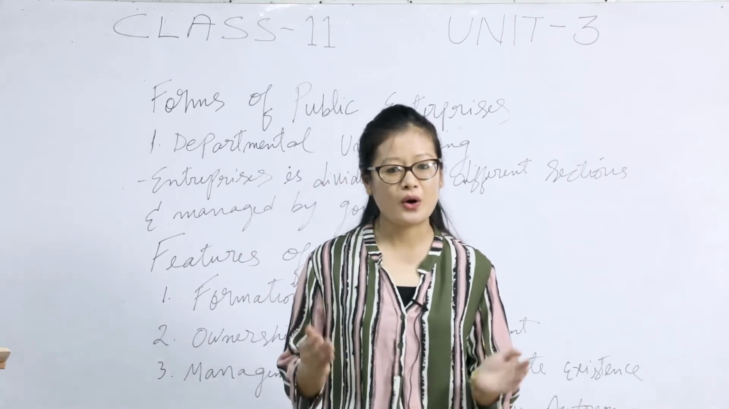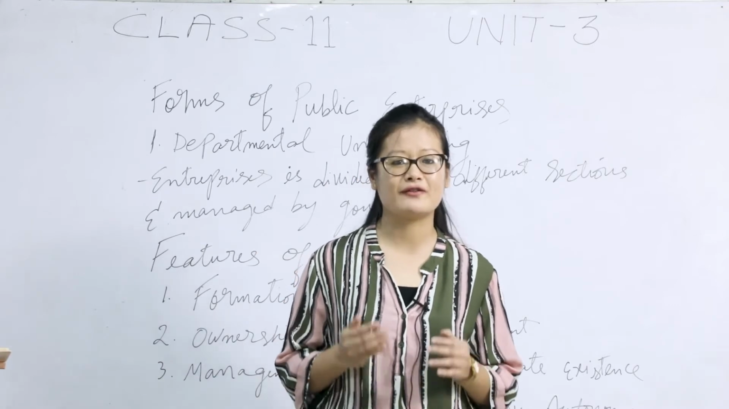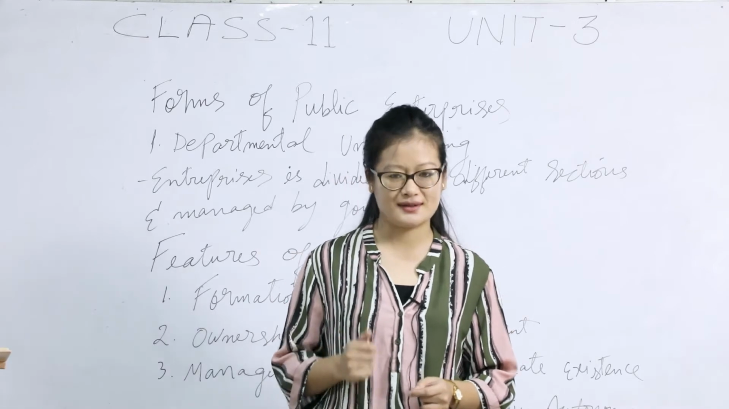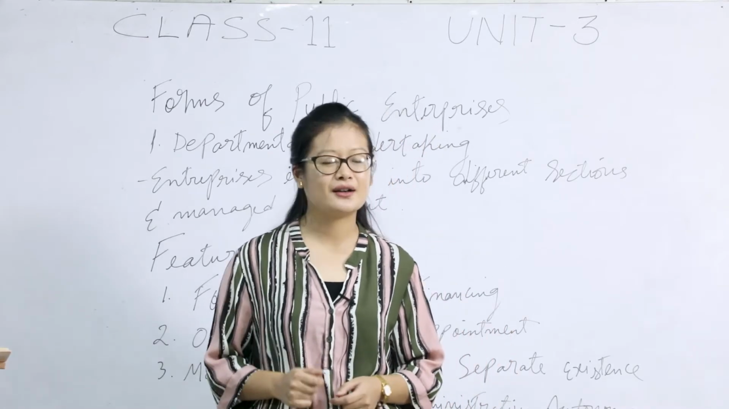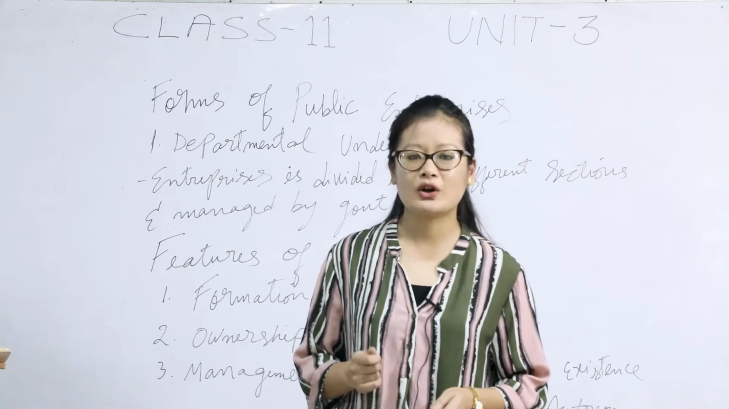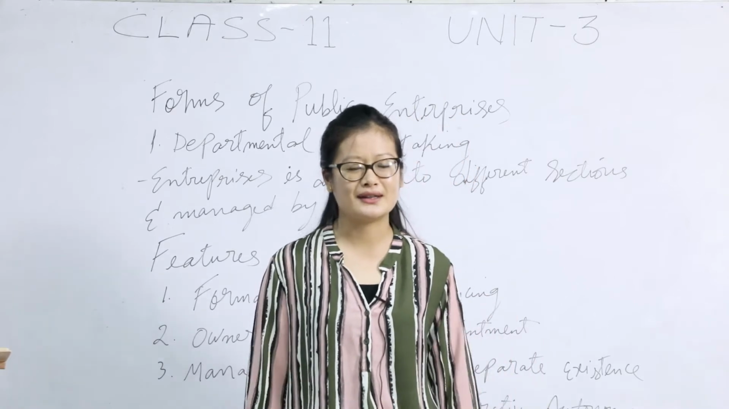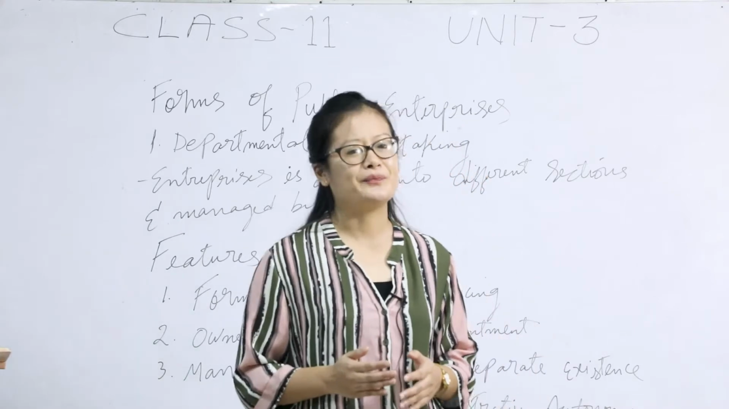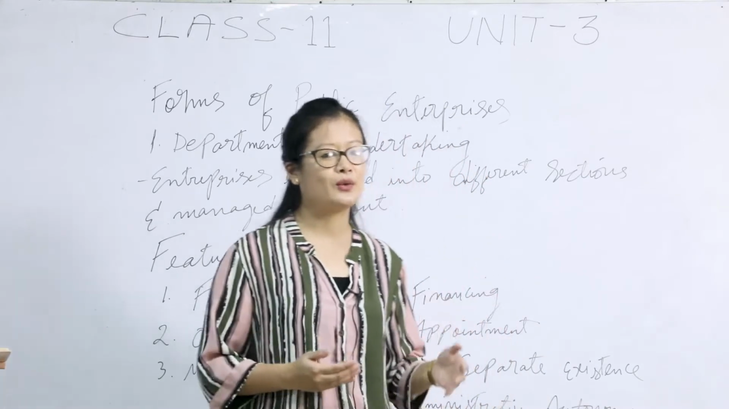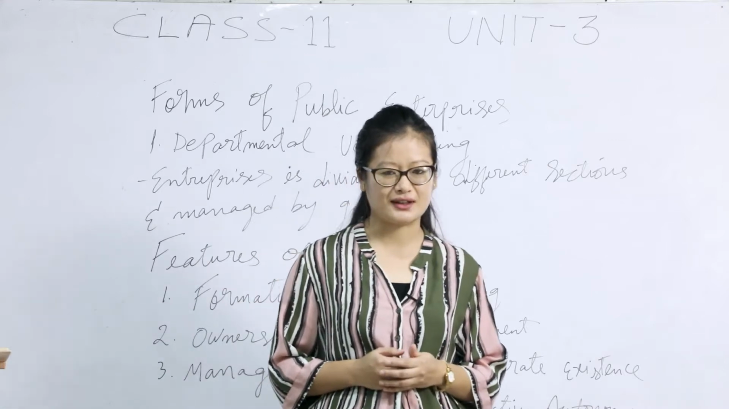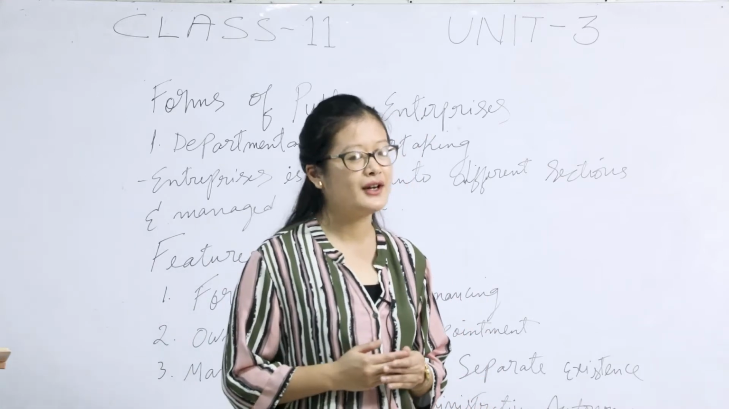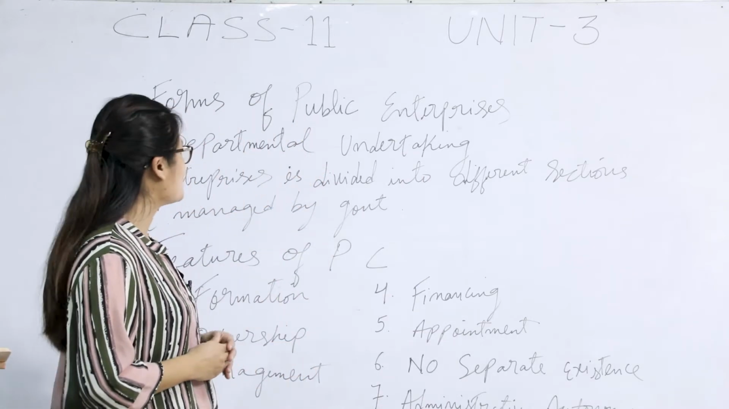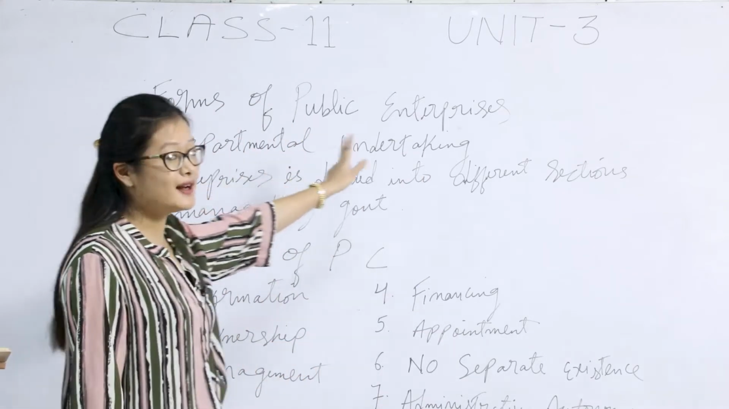As you all know, there are three forms of business enterprises. Number one is a departmental undertaking. Number two is statutory or public corporation, and the third one is a government company. In today's class, we will learn about what is departmental undertaking. That is the first form of public enterprises. So here, class, departmental undertaking.